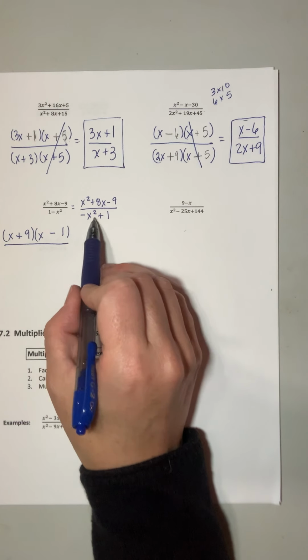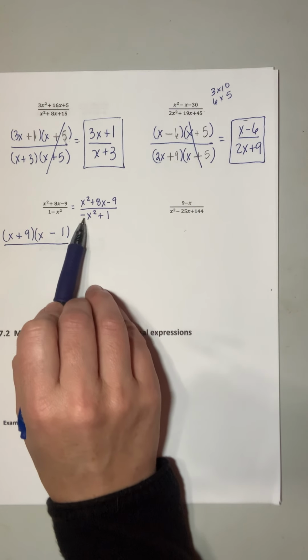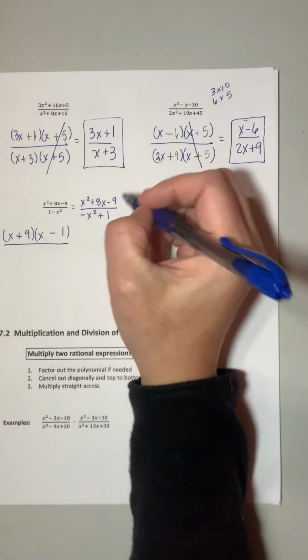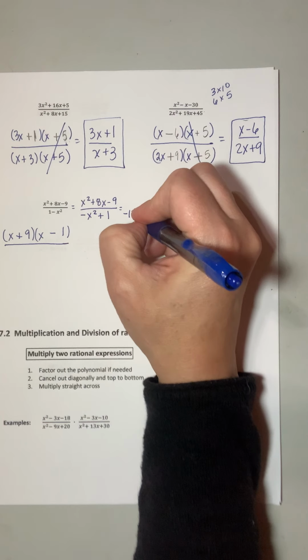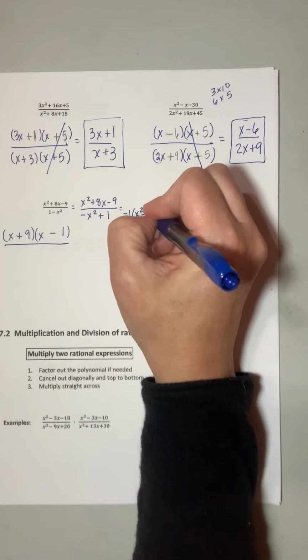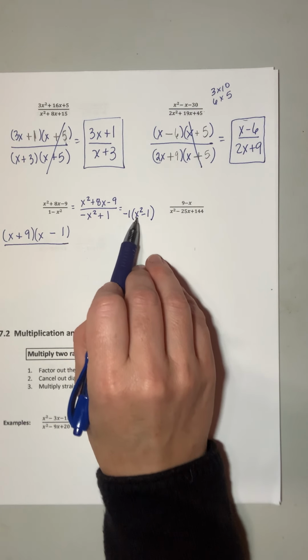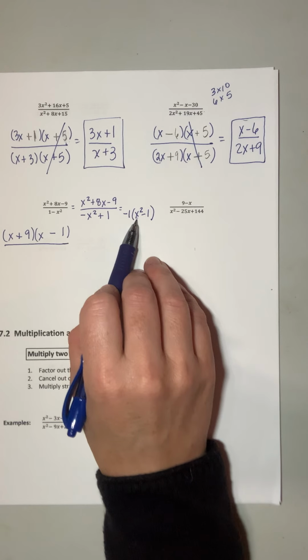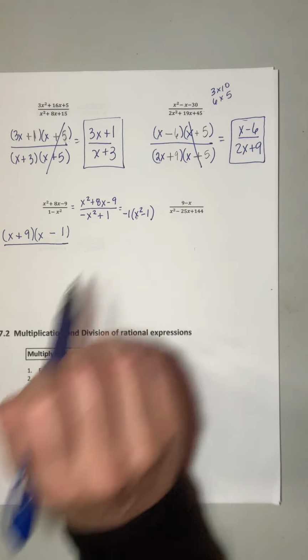Now down here, you can't factor this out when it's a negative. So what you do is you're going to pull out a negative 1. You're going to pull out the negative 1 to make that x squared positive. And then what do you multiply by negative 1 to get positive 1? Another negative 1.